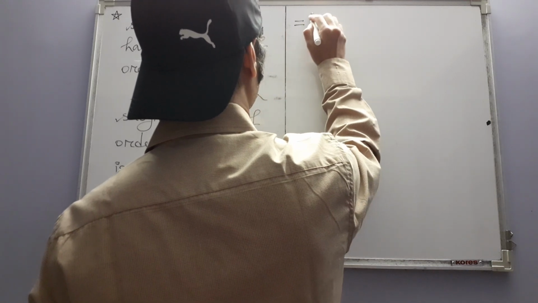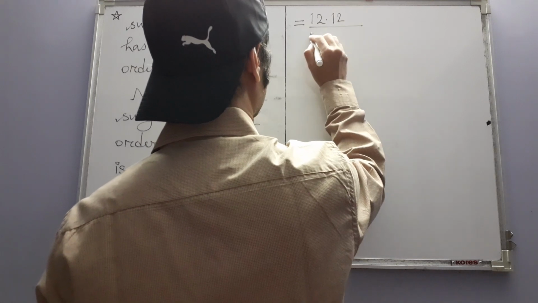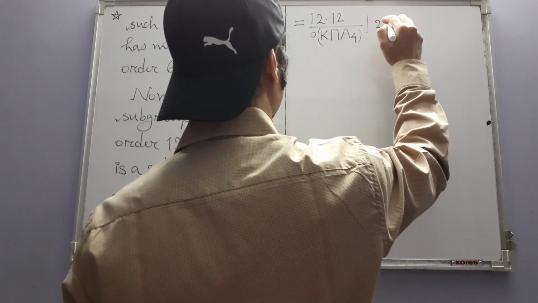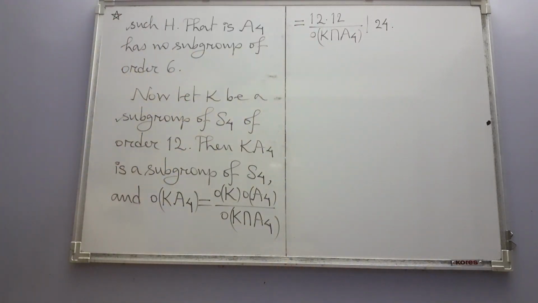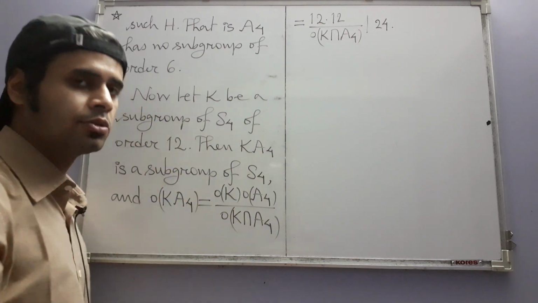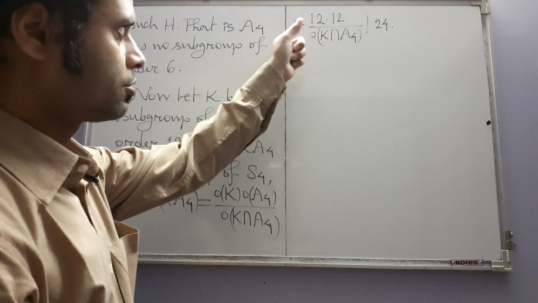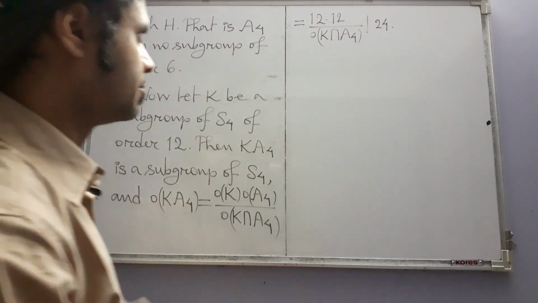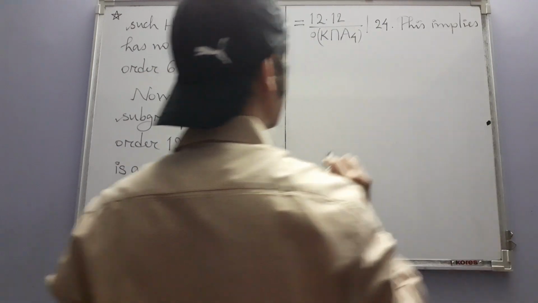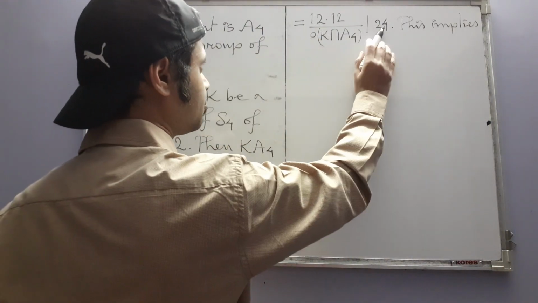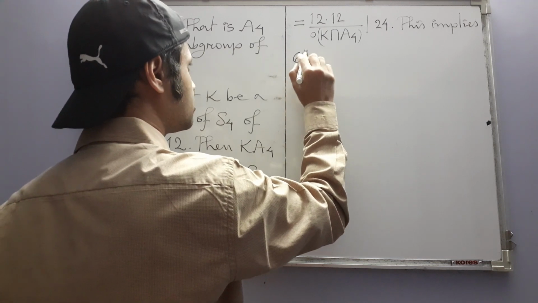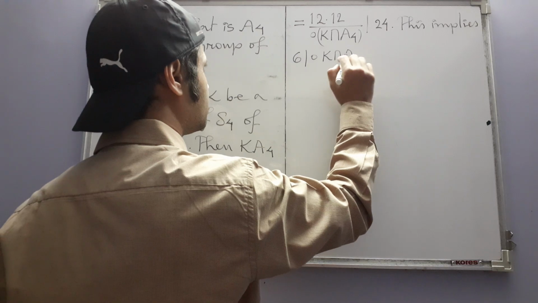So this becomes 12 times 12 divided by the order of the intersection, and this divides the order of the group S4, that is 24, by Lagrange's theorem, of course. Keep in mind, this divisibility comes from the fact that KA4 is a subgroup of S4. Okay, so now after manipulating this relation, what does this imply? You see, we have 24 on this side. On this side we have 24 times 6. So 6 should divide this order.